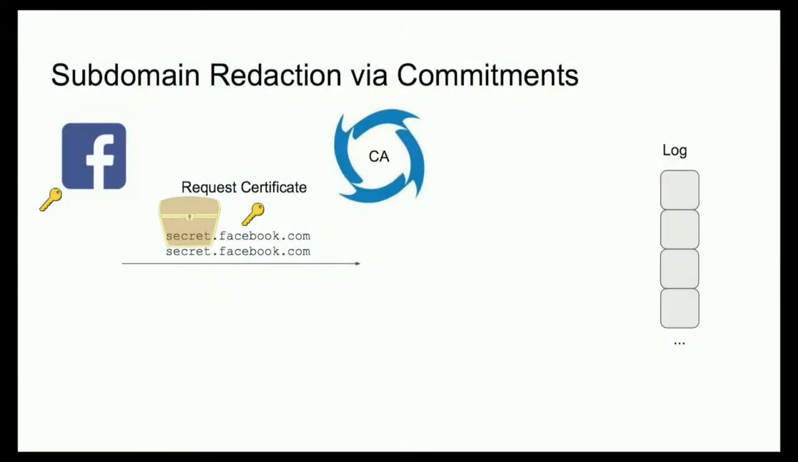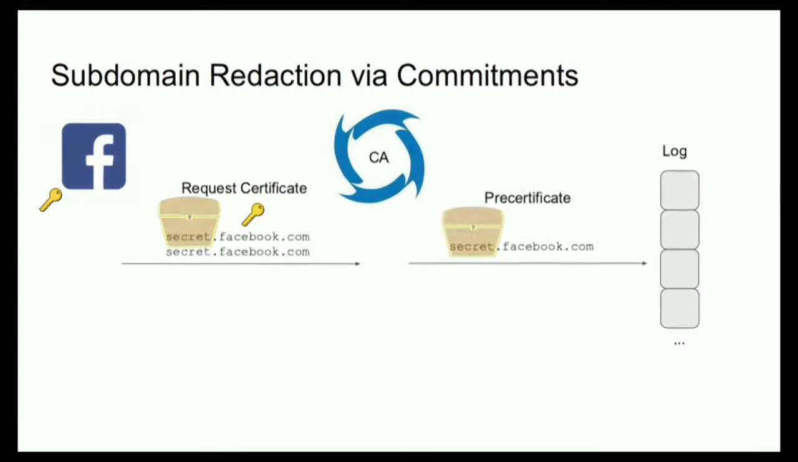So this is what a commitment is, and it's very straightforward how once we have this tool, we can use it to solve the problem of private subdomains that I just mentioned. So what we're going to do is, when a site wants to get a certificate, it sends the CA the same information that it would send before. But now in addition to that information, it also sends a kind of redacted version of the domain name, where the secret part, instead of being the text secret, is a commitment to the secret part, and then the rest of Facebook.com is as it was before.